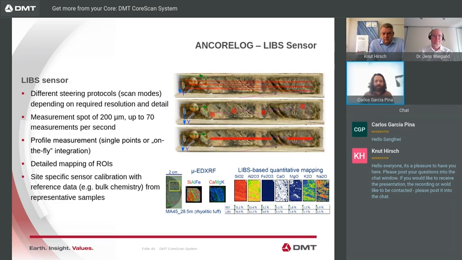And the special thing of the LIBS sensor, which is still very novel in geology and drill core analysis, is that it has a very small measurement spot of about 200 micrometers, but we are able to do up to 70 measurements per second. So this allows us to do different scan modes. We can do different profiles along the drill core, or select regions of interest that are mapped in detail, giving you the chemical composition of a small area, or different on-the-fly measurements, which give you an integrated value for different spots.